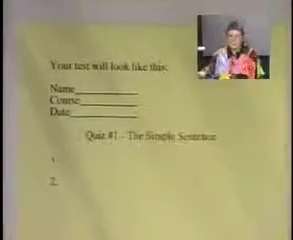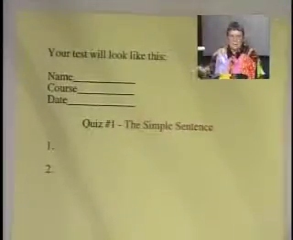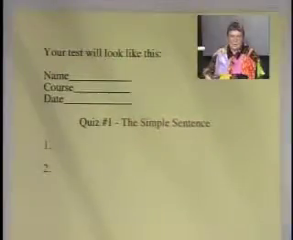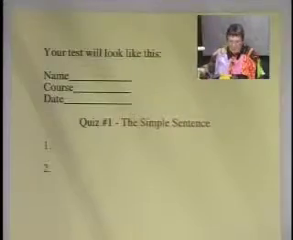So your test, in fact, is going to look like this. You'll have your name, you'll have your course, you'll have the date. You'll title this quiz number 1, the simple sentence, and you'll number in the left-hand column. Don't turn it into a paragraph. Keep your sentences separate. Definitely double space your examples.